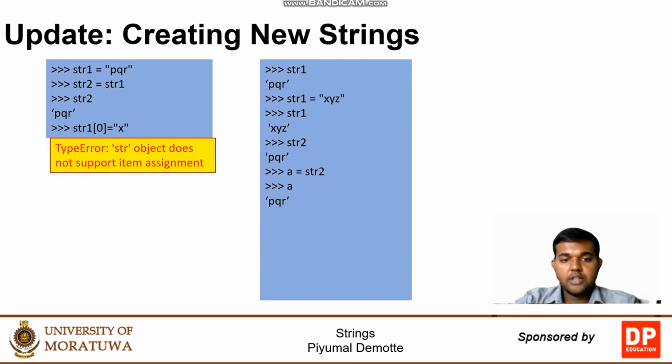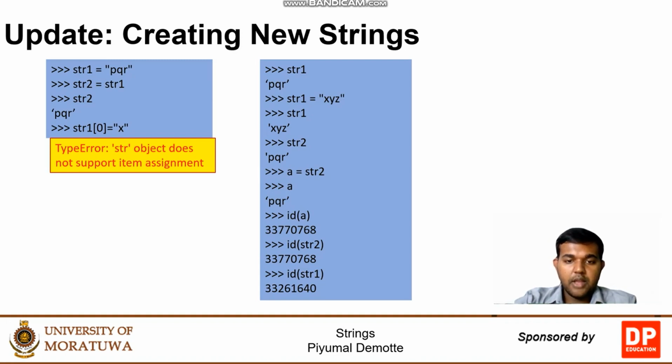As we know, if we check the identity of the variables using the id function in Python, it will return a memory address, which is an integer. The identity of a and str2 is the same, while the identity of str1 has changed. This means changing the value of str1 has created a new string, while the identity of other variable assignments does not change, since the strings assigned to them have not been mutated.